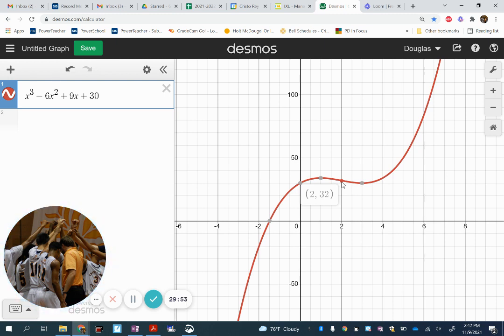Or I should say we have switched concavity here. We're still increasing, but we've switched from concave down, like a frown, to, to the right of this, what looks like part of a cup holding water. So we've switched to concave up. When you switch your concavity, that means you have an inflection point. So at 2.32, we have an inflection point.